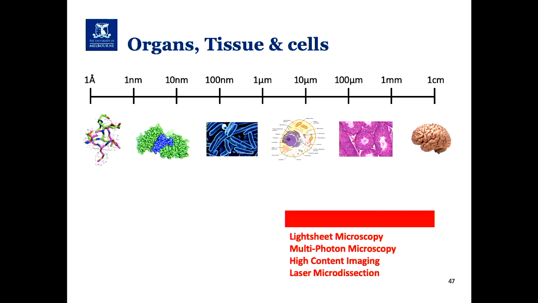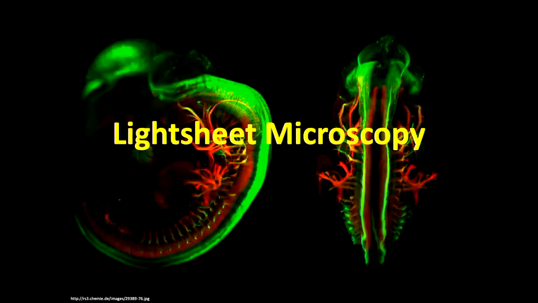Okay, so let's start on the macro scale, and we're going to go through 4 different applications. First we've got one called light sheet microscopy. We're going to cover multiphoton microscopy, high content imaging, and also laser microdissection. So let's start with light sheet microscopy.